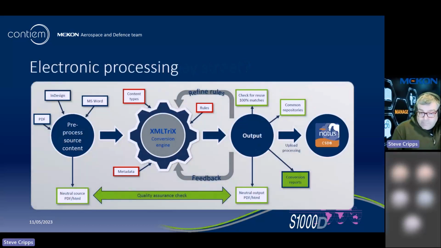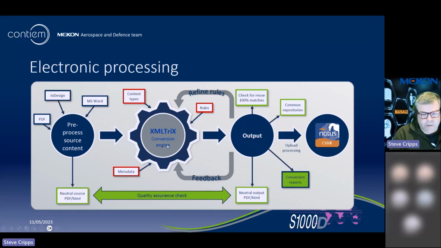So how do we do it at Mecom? We have an engine that we call the XMLTriX engine. This is a conversion engine where we feed in some pre-formatted or pre-structured documentation, and then it converts it to whatever XML schema or output we want. In general, we take in some kind of unformatted input. I've got PDF there. In fairness, we would probably turn the PDF into a Word document before this process. But we can take InDesign, we can take Word, and we run a pre-process.